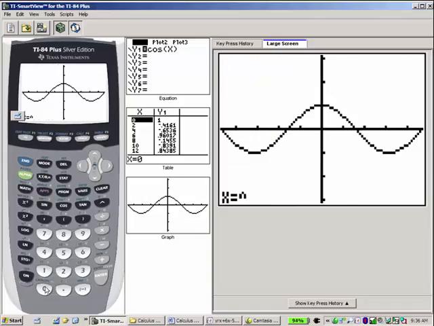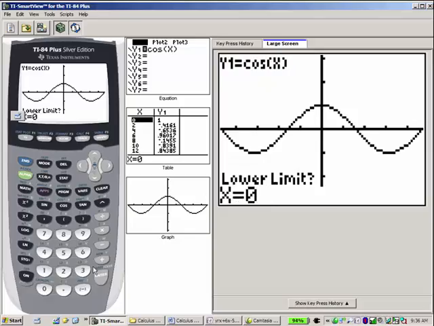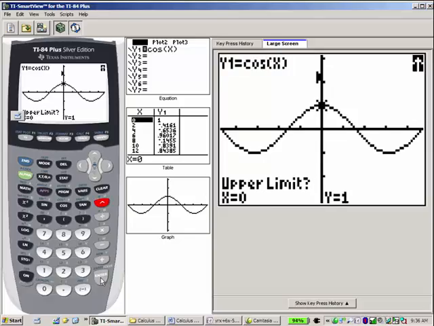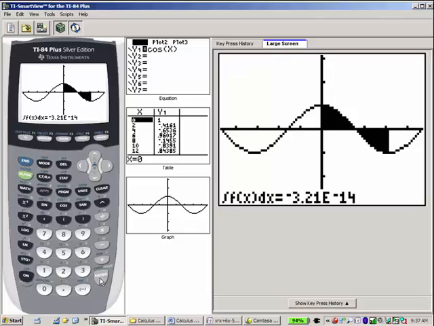I do Calc 7, 0, enter, pi, enter. Hey, what do you know? Now, what did the calculator tell you the definite integral is? It's very, very close to 0. Yeah, it's negative 3.21 times 10 to the negative 14th. So the calculator can't do it, but we can.